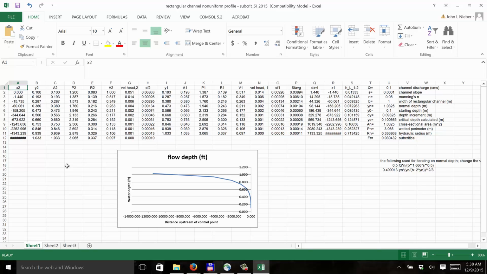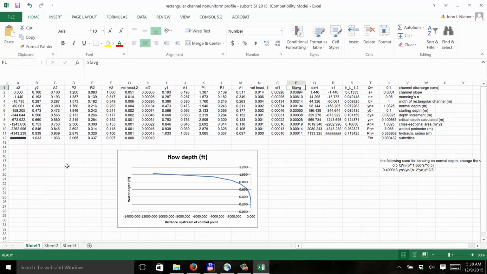So let's look at these variables. X2 is the position, Y2 would be the depth, A would be the cross-sectional area, P would be the wetted perimeter, R would be the hydraulic radius, V would be the velocity, Vel head would be the velocity head, and SF would be the friction slope. The 2 here refers to position 2, and the 1s refer to position 1.